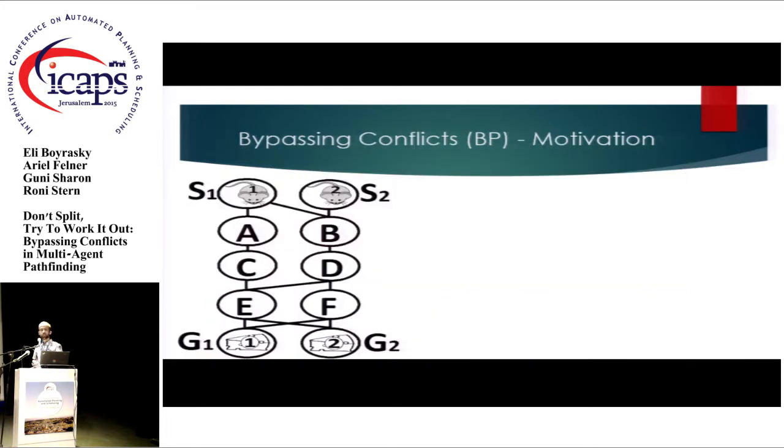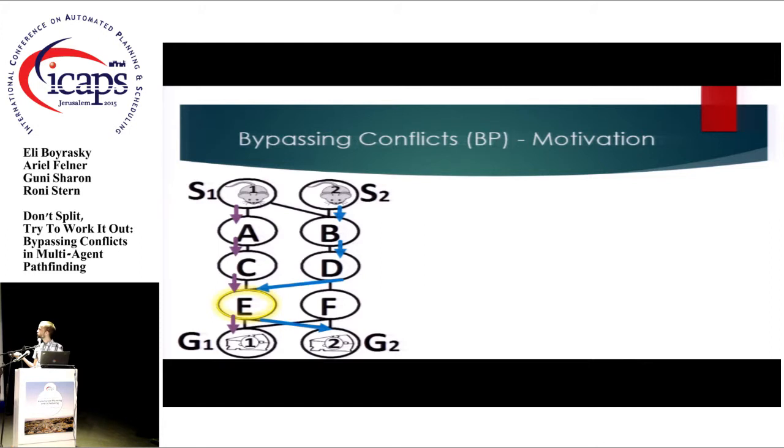So to motivate our improvement of bypassing conflicts, let's look at this example. Here, mouse number one unfortunately chose B, D, F, and G1, even though intuitively we would want mouse number one to just go to his piece of cheese and mouse number two to just go to his piece of cheese. But they don't have this general knowledge. So mouse number one chose B, D, F, and G1. Mouse number two had no choice but to choose B, creating a conflict, D, creating a conflict, E, and G2.